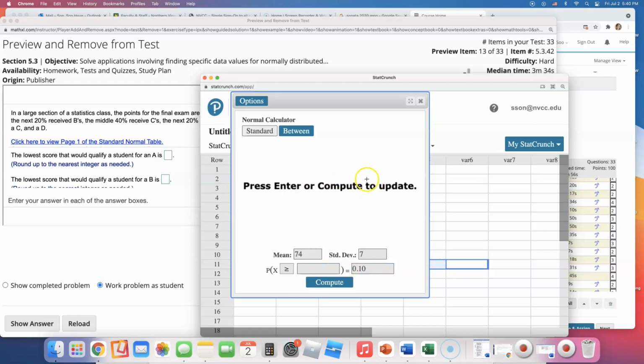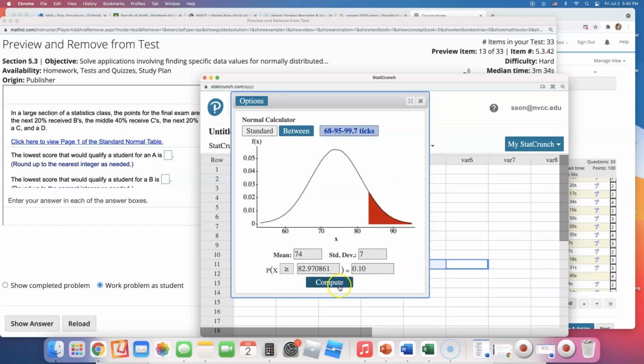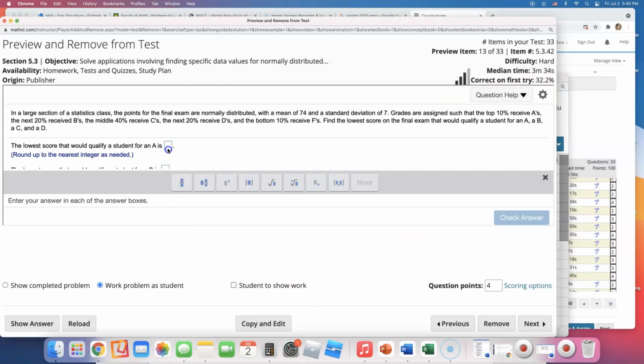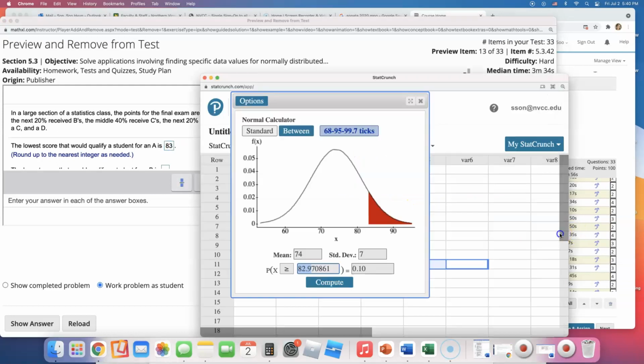If it's not making sense right now, I want you to look at the picture. Now it makes sense. If you are in the red area, then you are in the top 10%. So if your score is higher than 83, then you are going to get an A.